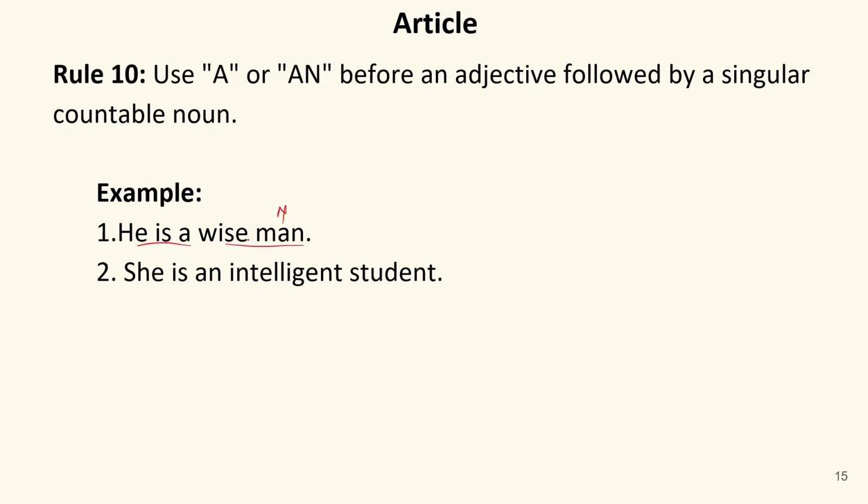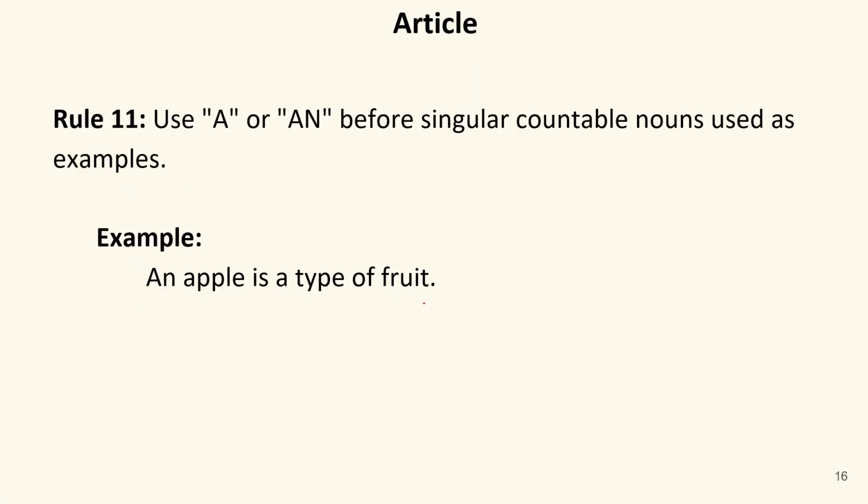So man is a noun, wise is an adjective, so it should be followed by an indefinite article. She is an intelligent student. Again, student is a noun, intelligent is an adjective, and an is an indefinite article. Use it before singular countable nouns used as examples, for example, an apple is a type of fruit. So this is an example of something. So to state this, we need an article.